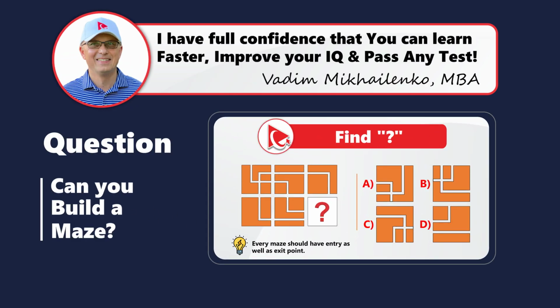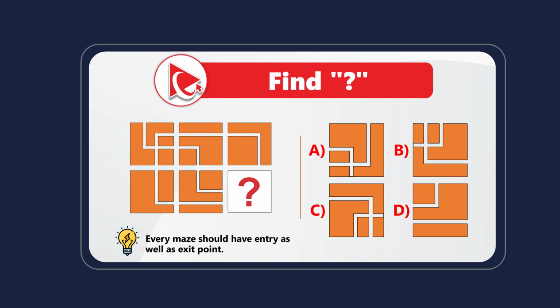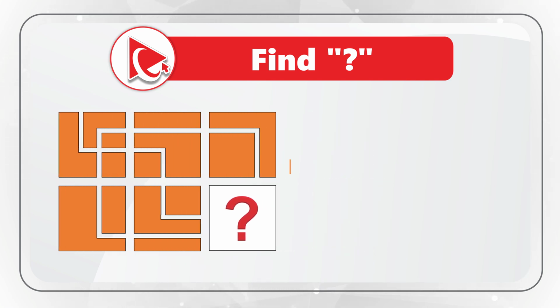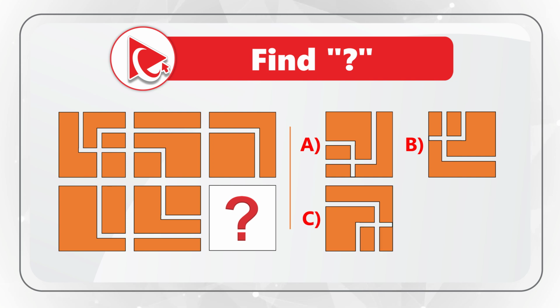And now I have a surprise question for you. You're presented with the maze, which misses one section. You need to complete the maze by selecting one out of 4 possible choices. Choices A, B, C, and D. Take a close look to see if you can find the missing piece.